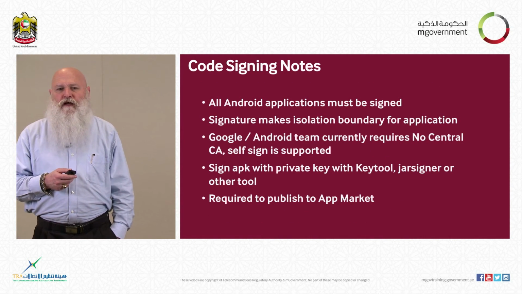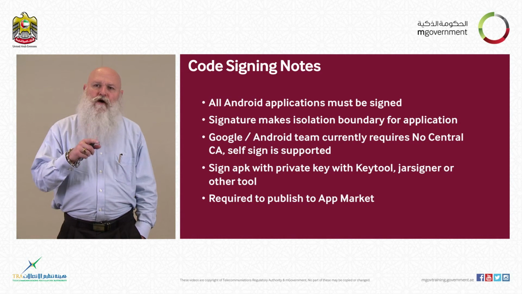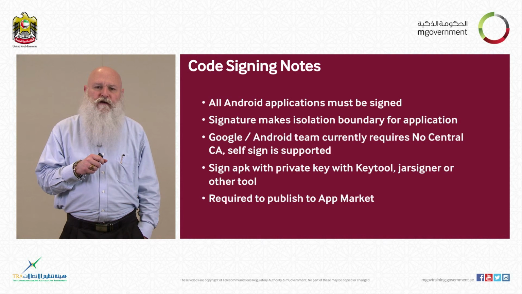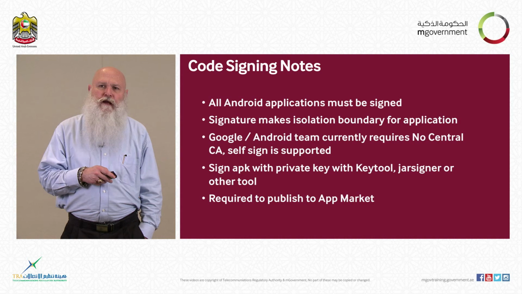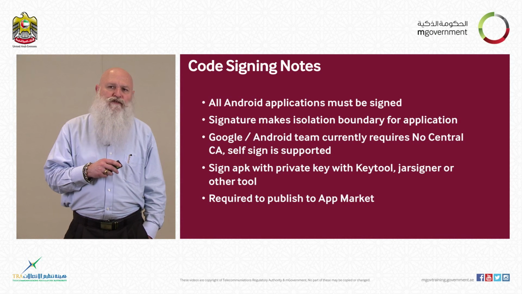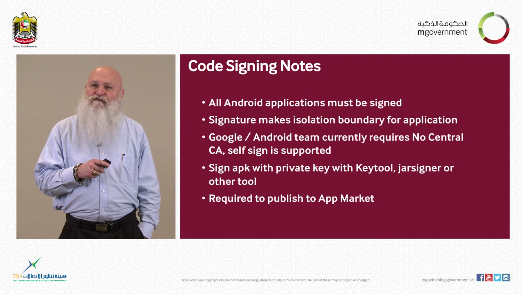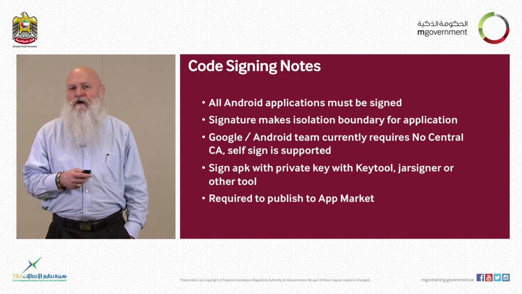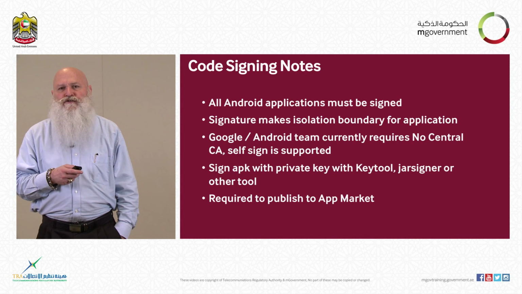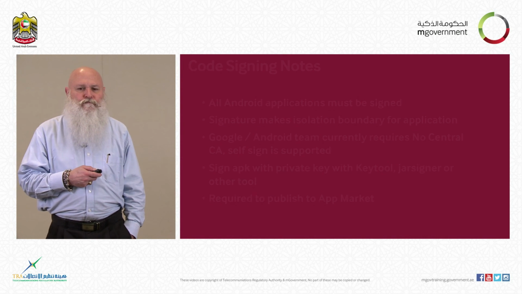All Android applications must be signed, and that signature provides part of the boundary for the sandbox discussed earlier. At this point in time, Google and the Android team do not require a specific central certificate authority, so self-signatures are allowed. This means as the end user, you have very weak assurance as to the identity of the software developer or author of the application.